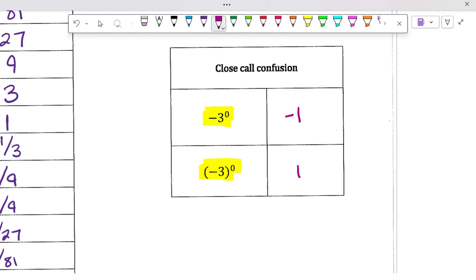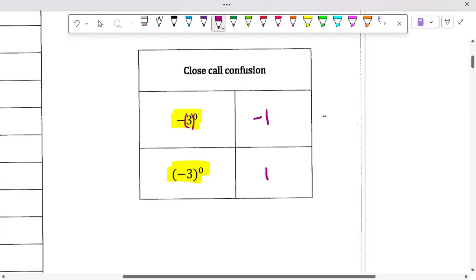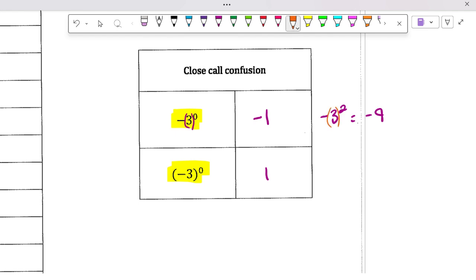Parentheses. Negative is outside of the parentheses. Right. So the top one is the same thing as this. So it's 3 to the 0 power, which is 1, times a negative 1. Whereas the bottom one is negative 3 to the 0 power, which is just positive 1. So this is true in your calculator. So if you were to put negative 3 squared in your calculator just like that, you would get negative 9. Because they're reading it as 3 squared times negative 1. Whereas if you put negative 3 in parentheses and square it, you get positive 9.